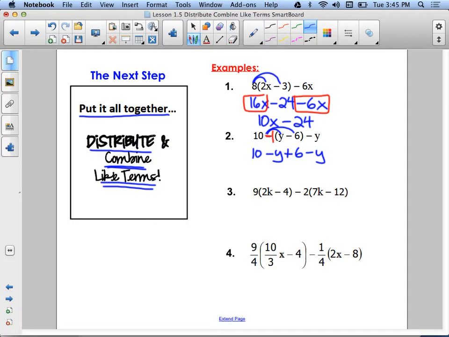Again, that minus y at the end is not being multiplied by the negative 1. Only the things in the parentheses, the y minus 6, are being multiplied.